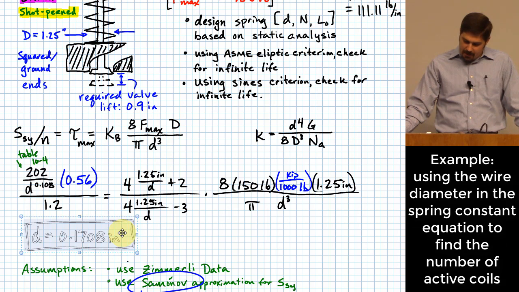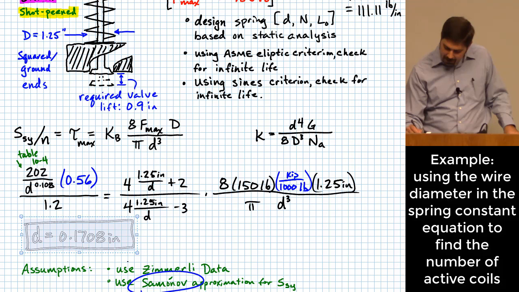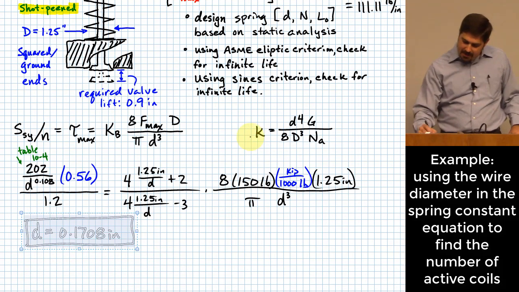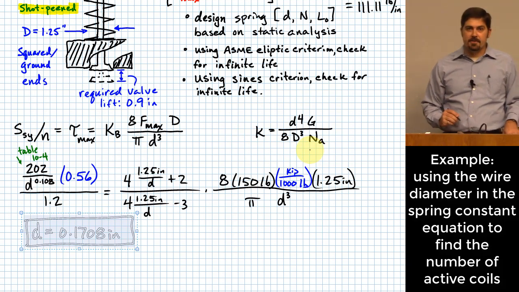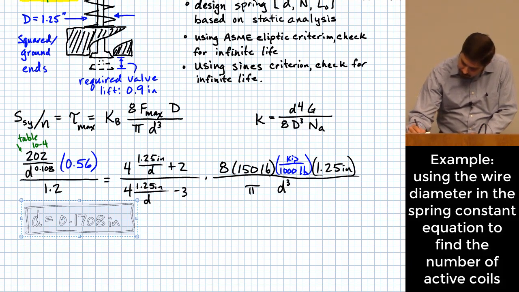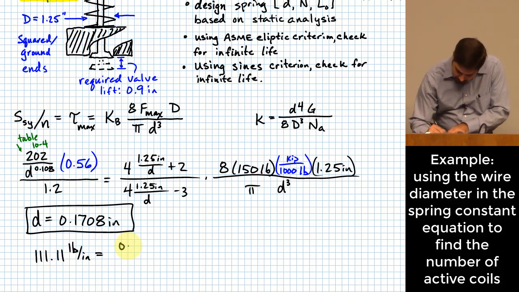All right, so there is my wire diameter. What can I do with that to completely design the rest of my spring? Now that I know the wire diameter, I can stick it into the equation for K, and you might notice that the only thing I don't know in that equation for K is my number of active coils. So that's good. We can go ahead and put that in. 111.11 pounds per inch is going to be equal to 0.1708 inches raised to the fourth.